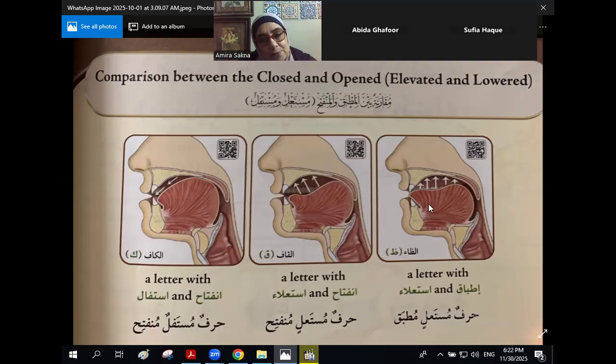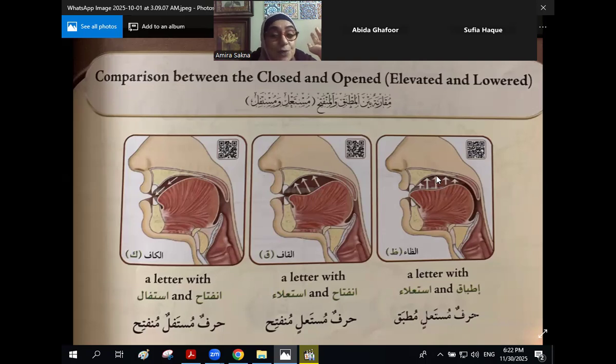This is when I'm pronouncing a letter with إطباق and استعلاء. The ظا letter with استعلاء, elevated, and إطباق, adhesion. The ظا sound is directed to the dome and confined between the tongue and the upper palate. Here, when we pronounce a letter with استعلاء, elevation, and انفتاح, opening, like the qaf, the sound is directed to the dome of the palate, but is not confined, not like here.